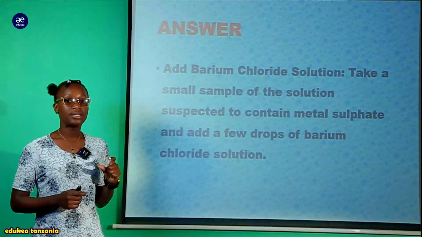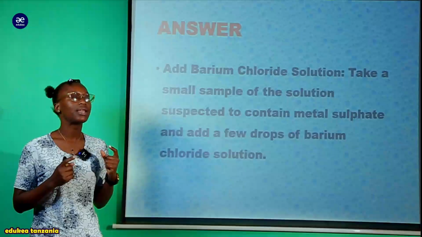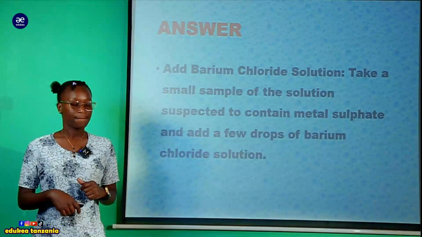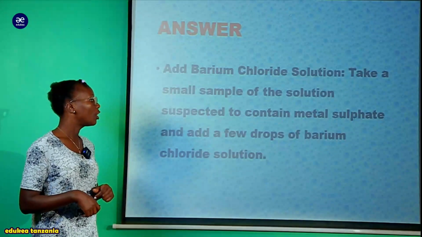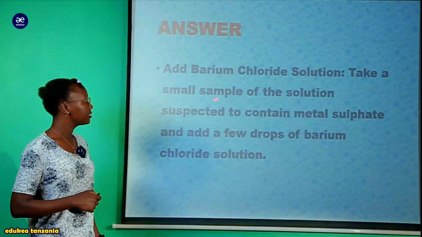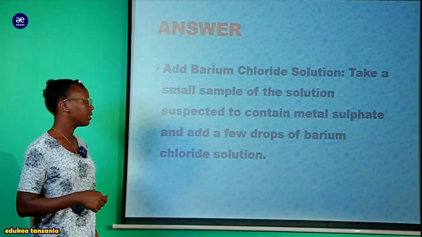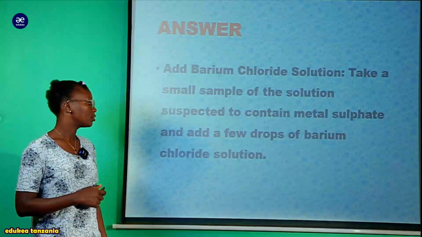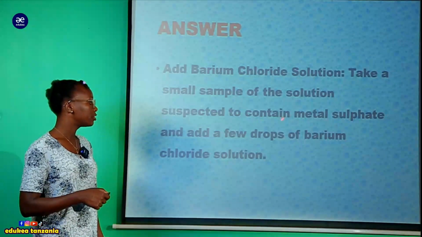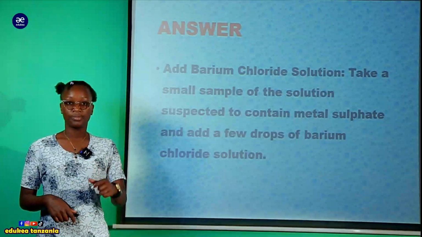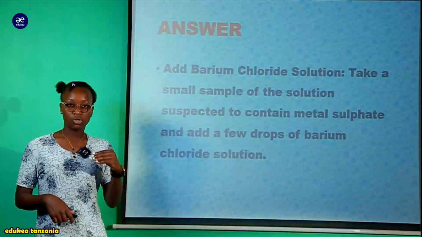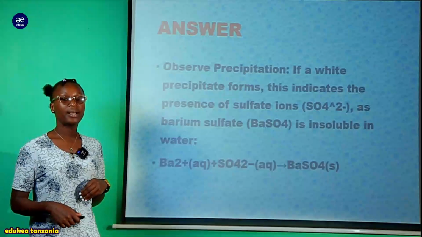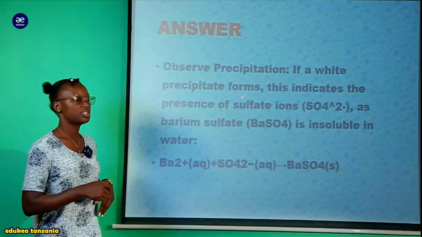So now is where you can take your suspected sample and make the addition of barium chloride solution. Kwa hiyo hii ndo procedure ya kwanza. So you make addition of this barium chloride to the suspected solution ambayo inahisiwa kuwa kwamba contain the metal sulfate. So you have to add a few drops of the barium chloride solution. Few drops, yani una add matone kidogo kidogo. So after there make the observe the precipitation.